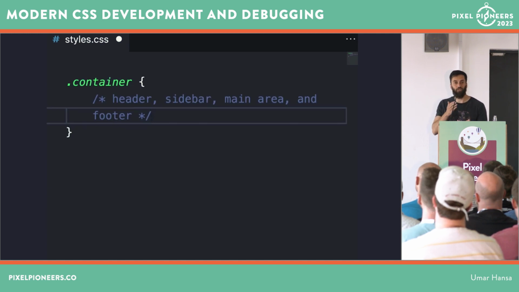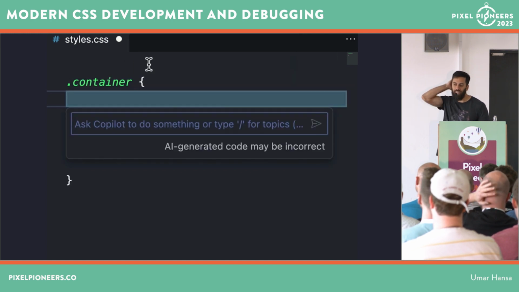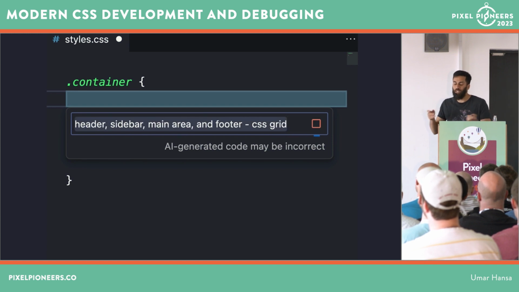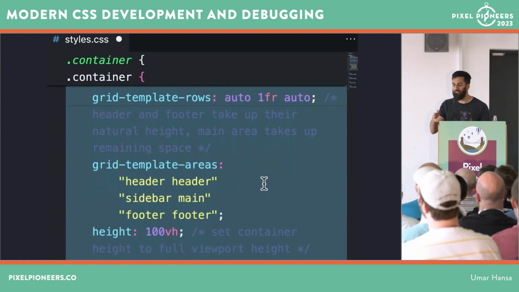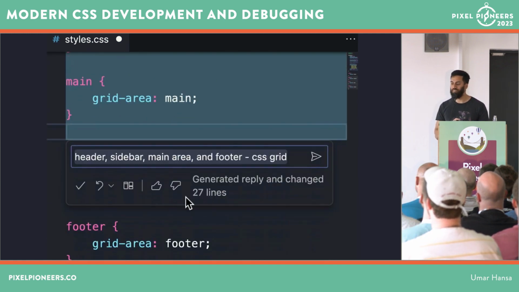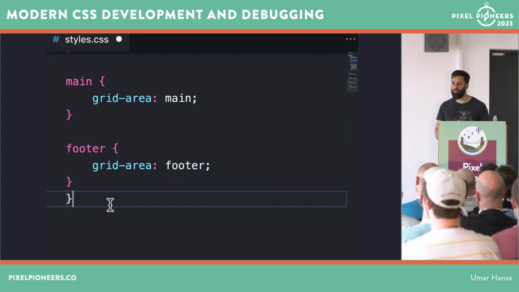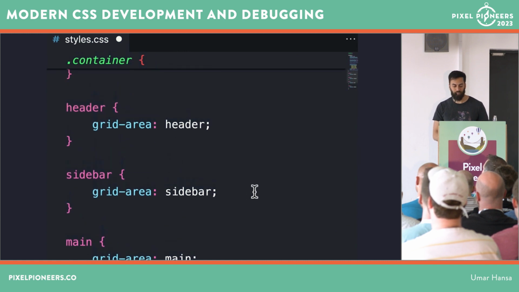Okay. You can also download Copilot Chat, which is a supplementary extension in VS Code, and then you get this interactive window. Here I'm saying header, sidebar, main area, and footer, CSS grid, so not even a question, and it generates a diff, which is pretty cool. So it's got all the grid template areas, that's quite nice. And I can accept, I can reject, I can adjust my prompts. I have to get rid of some extra parentheses there, but generally a pretty cool feature.